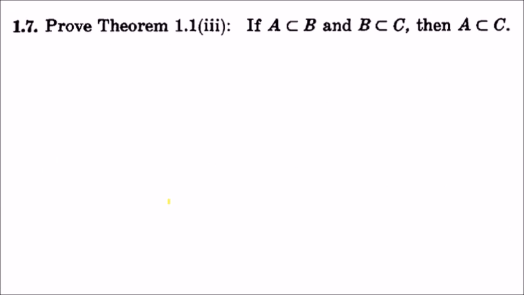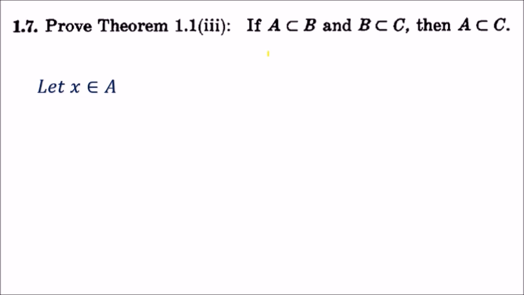For problem 1.7, we have here: prove the theorem 1.1 III or 3. So we have here, if A is a subset of B and B is a subset of C, then A is also a subset of C. So it's like, no? Transitivity. So let's prove that. So again, I also want simple proving. So we can start this way.